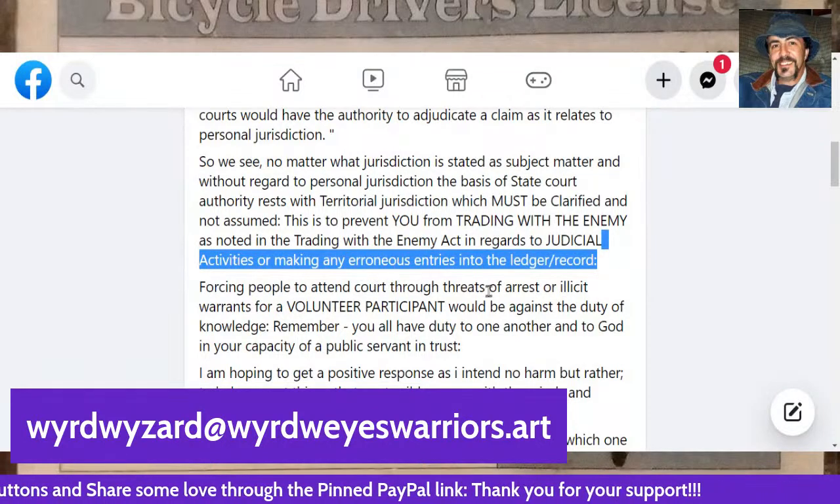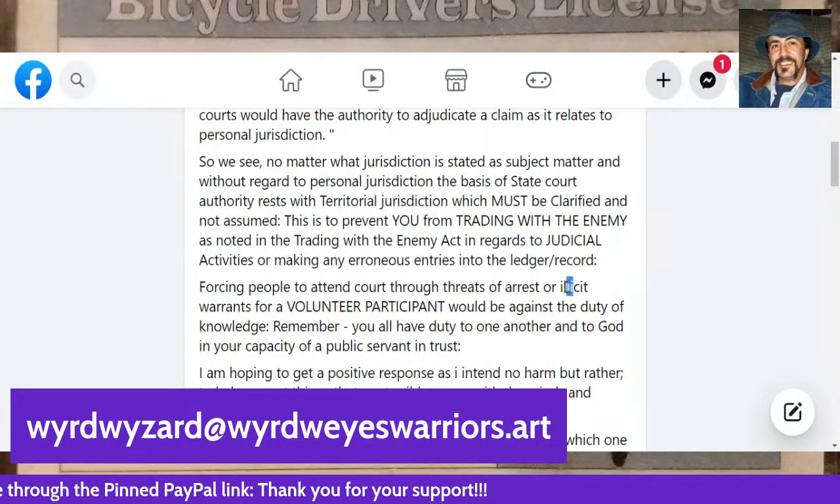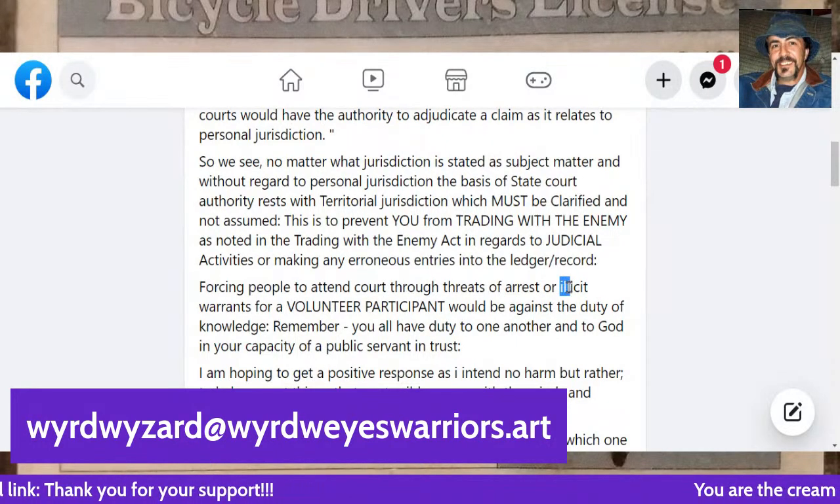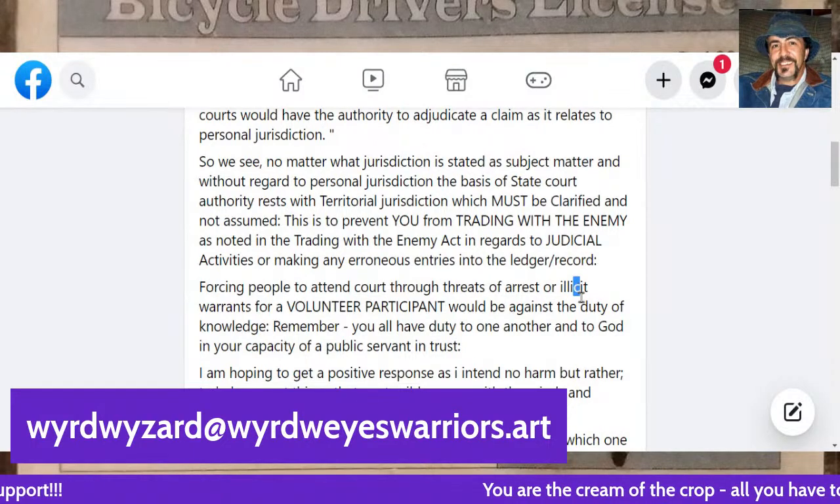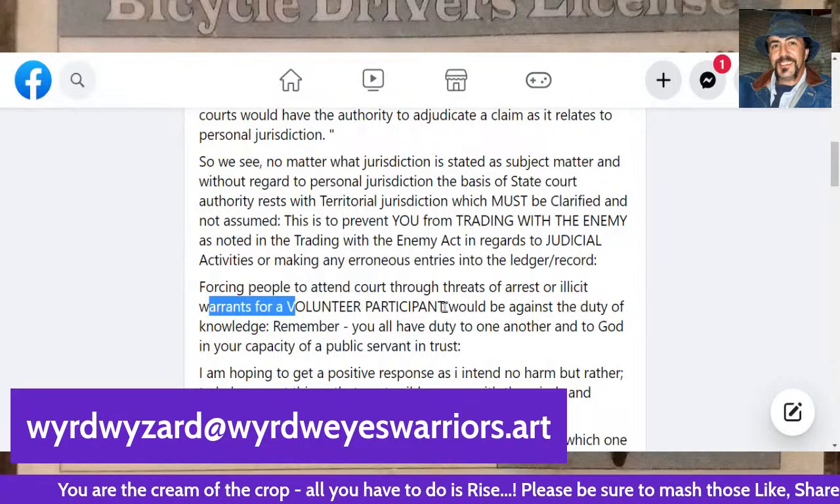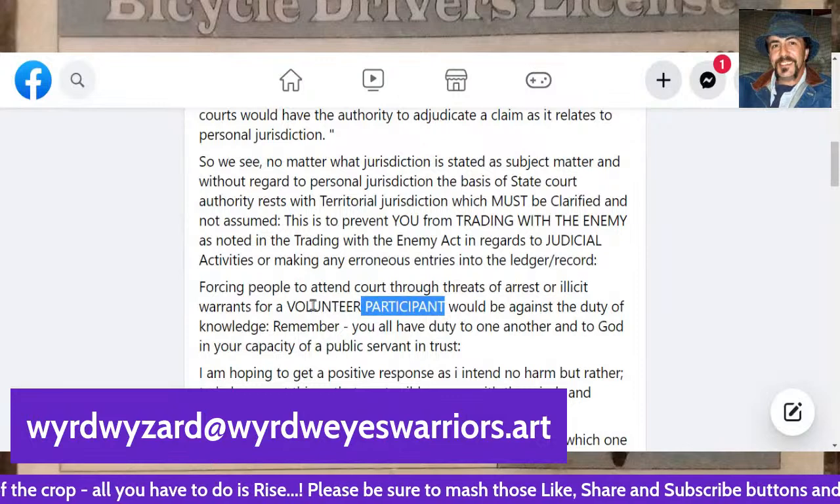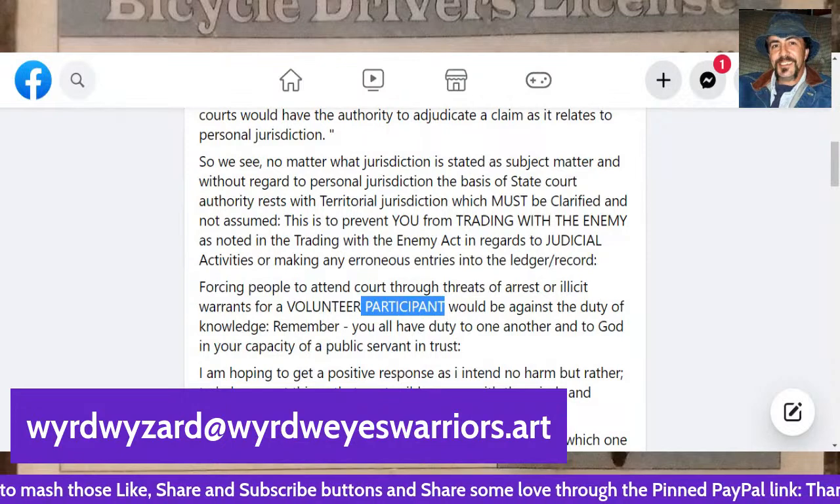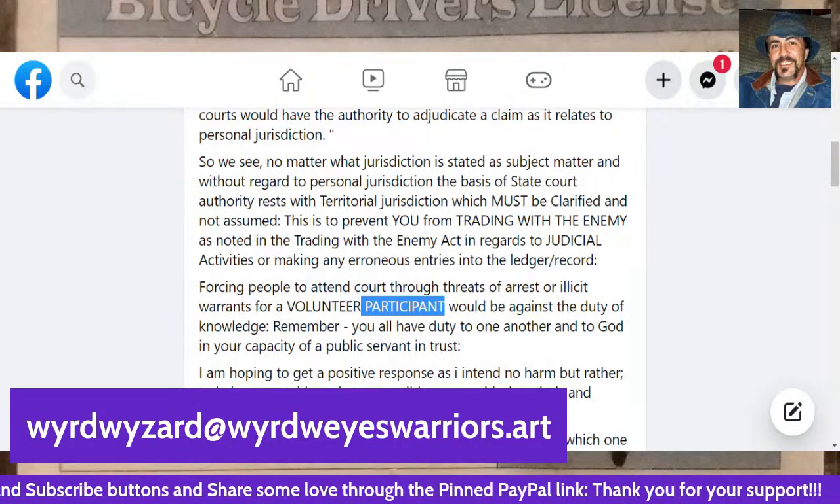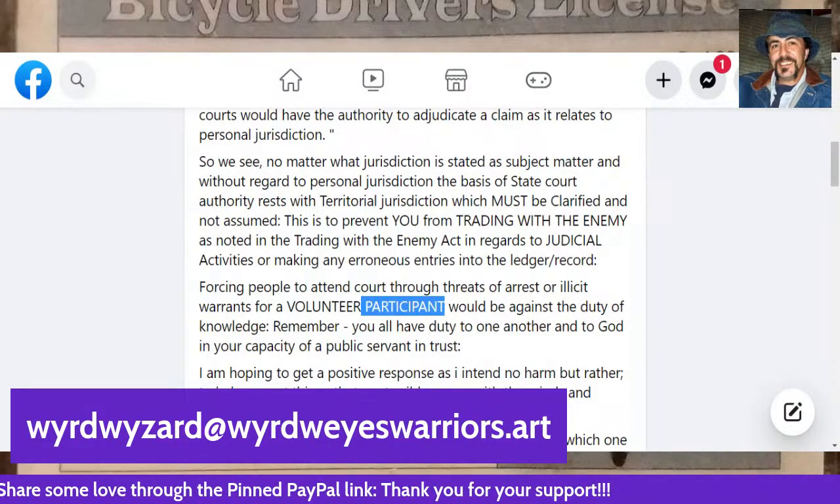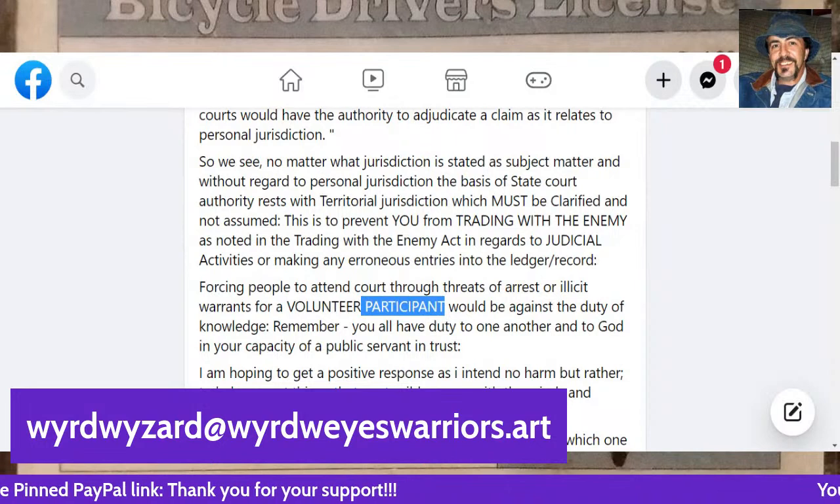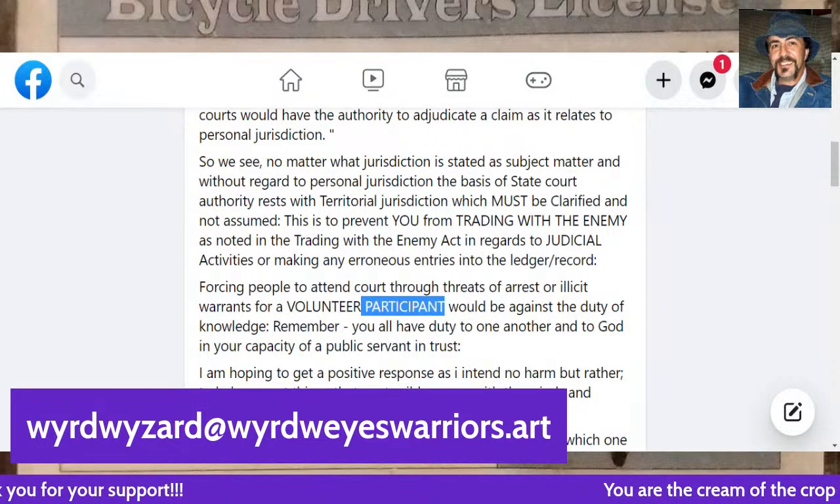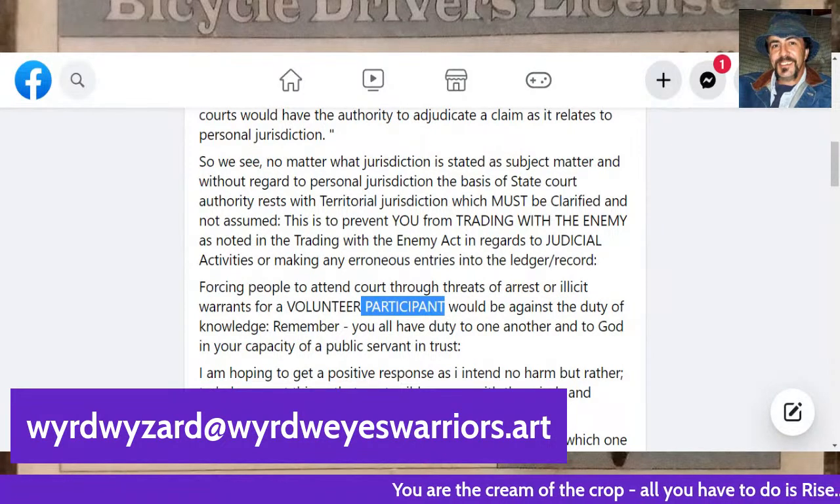Forcing people to attend court through threats or arrest or illicit warrants for a volunteer participant would be against the duty of knowledge, because as a knowledgeable person, knowing the prerequisites, I am not a resident, I'm not a United States citizen, and pursuant to Rule 17 of the Federal Rules of Civil Procedure, the plaintiff and defendant capacity as being a public officer, I cannot fulfill. I can't do it. It's an impossibility. Would be against the duty of knowledge.